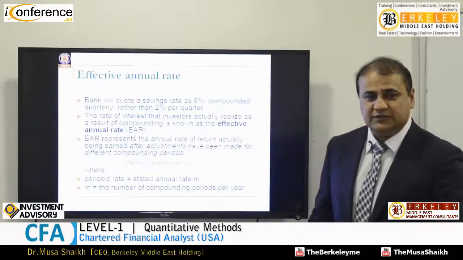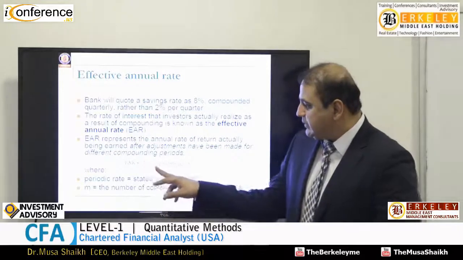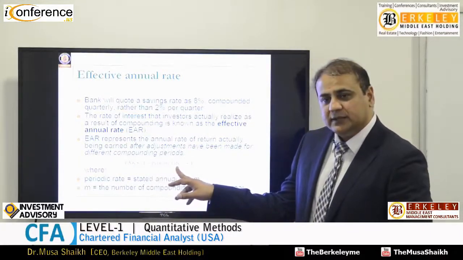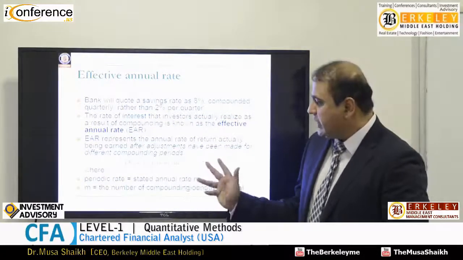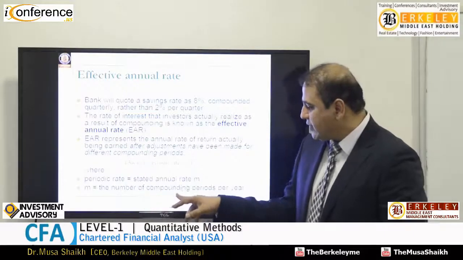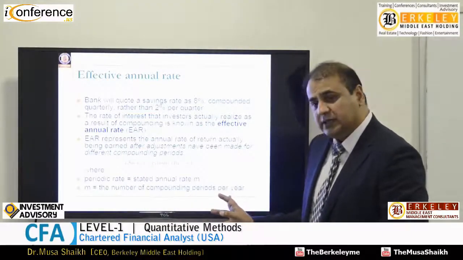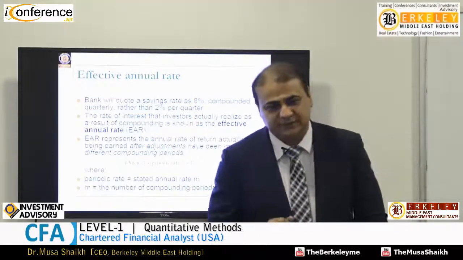Effective annual rate is really interesting. There is a formula: 1 plus periodic rate, to the power m, minus 1. What is the periodic rate? The stated annual rate divided by m, where m is the number of compounding periods per year. Let me give some highlights about compounding.